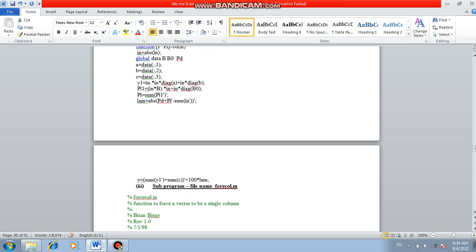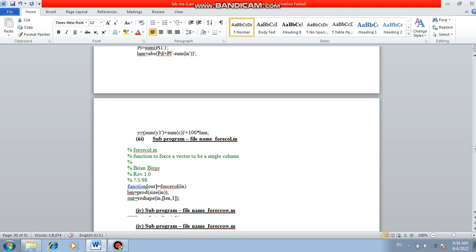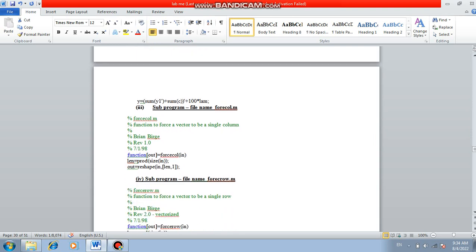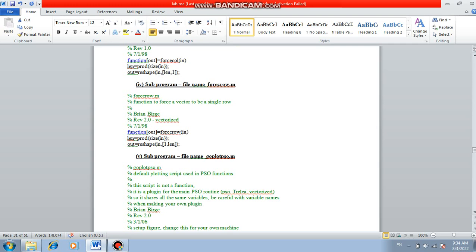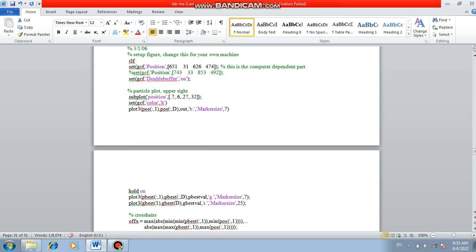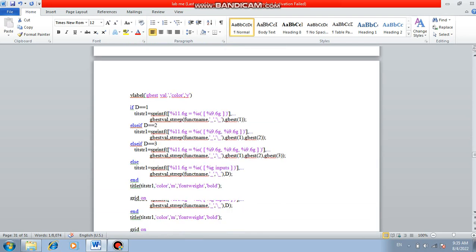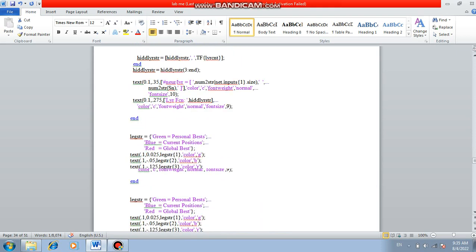Then there is one more subfunction, forcecol. This is a function to force a vector to be a single column. There is another subprogram to force a vector to be a single row. Then, to plot the functions, I have used a subprogram, goplotpso. We plot with the help of this program.